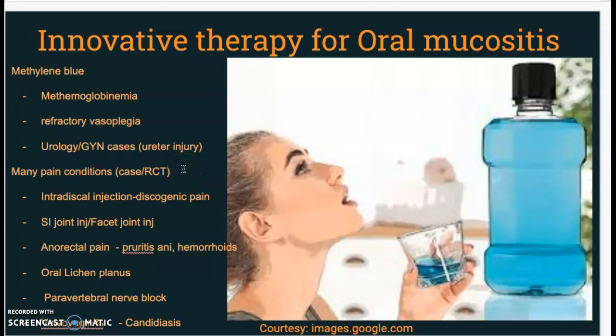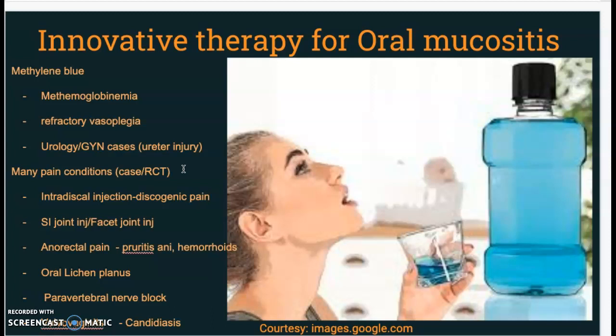Most of the studies he presented are either case report or case series, except one, I think one is a randomized control trial. He presented the papers that used intradiscal injection of methylene blue for discogenic pain and sacroiliac joint pain, and they infiltrated with methylene blue, and cutaneous infiltration of the methylene blue has been used for anorectal pain, and methylene blue oral rinse used for oral lichen planus.